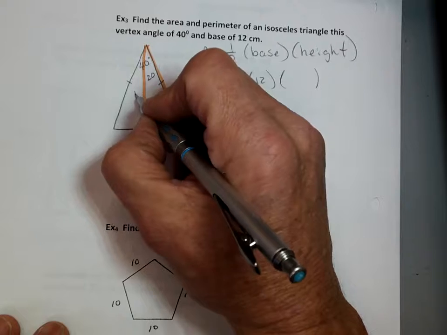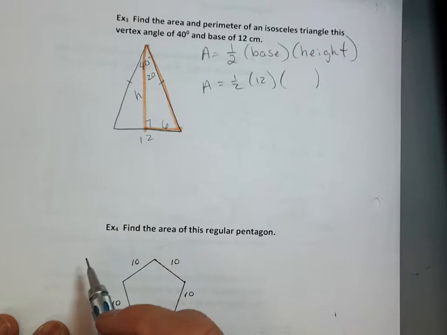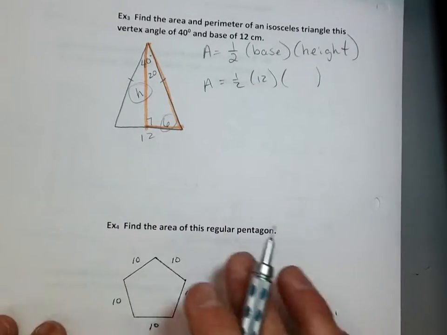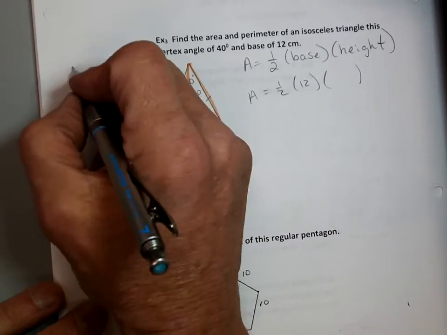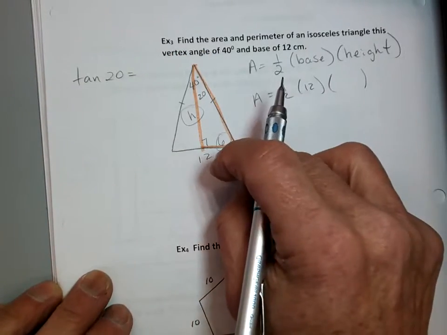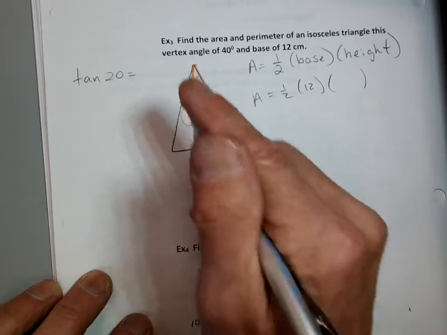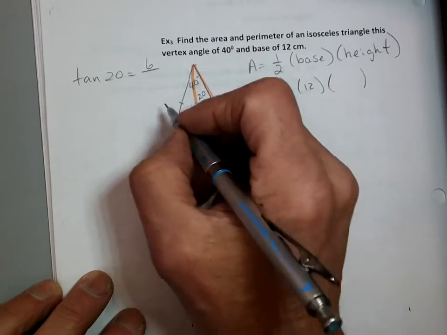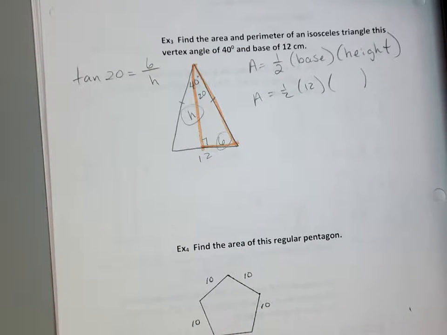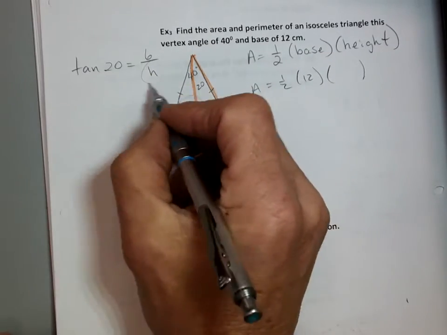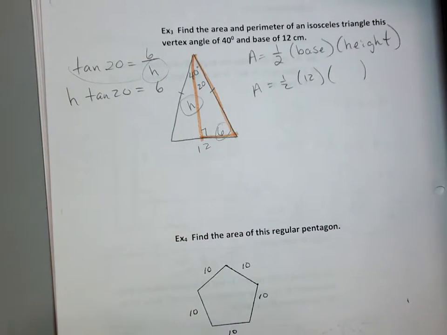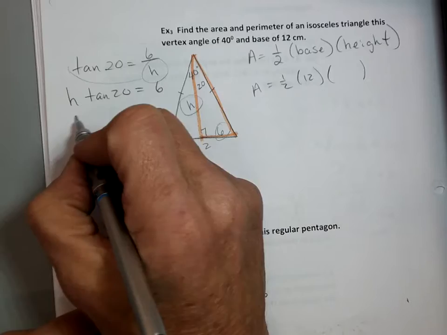Now, if I want to find the height, I need the height to find the area. I need the height. Opposite, adjacent, right? I'm going to use tangent. So tangent of 20 degrees is equal to the opposite over the adjacent. Opposite is 6, and the adjacent is h. Again, I need to solve for h. The variable's on the bottom, so I'll bring it up, and then I'll divide. So bring up the h: h times tangent of 20 equals 6. I'll divide by tangent of 20.